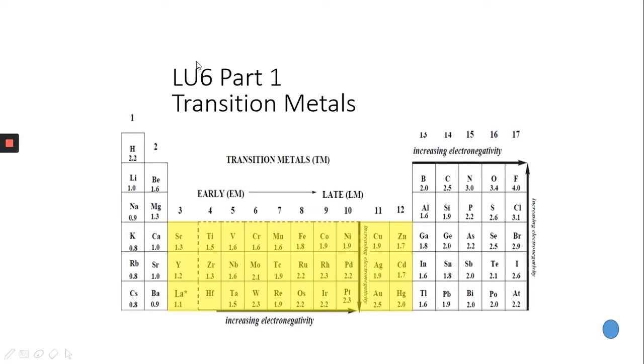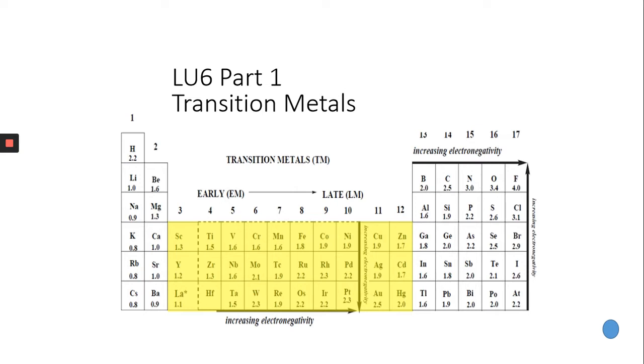This is our learning unit 6 on transition metals. For this learning unit 6, it will be divided into 4 different parts to make it shorter. And today I will discuss part 1 of learning unit 6, which is the transition metals.